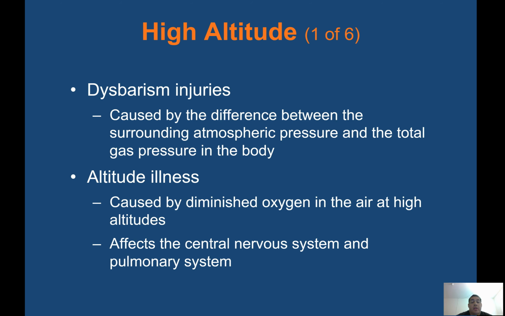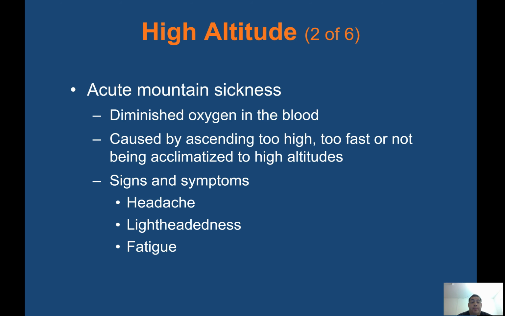High altitude: dysbarism is injury caused by the difference between the surrounding atmospheric pressure and the total gas pressure in the body. Altitude illness is caused by diminished oxygen in the air at high altitudes. I'm sure you have all been up in the mountains. As you ascend higher up the mountain, the air gets thinner and it gets harder to breathe. This causes some people to get sick. It affects the central nervous system and pulmonary system.